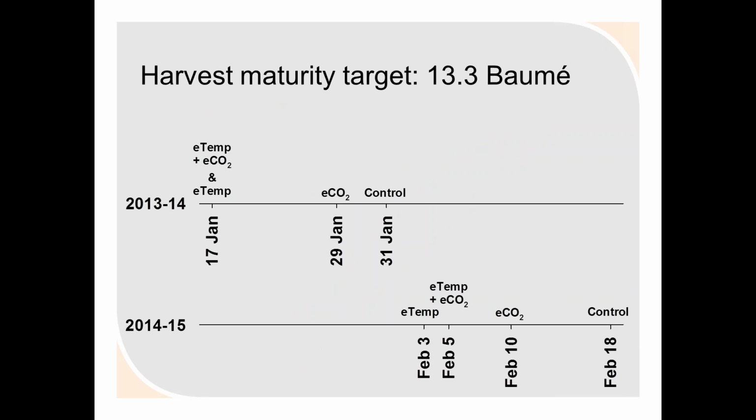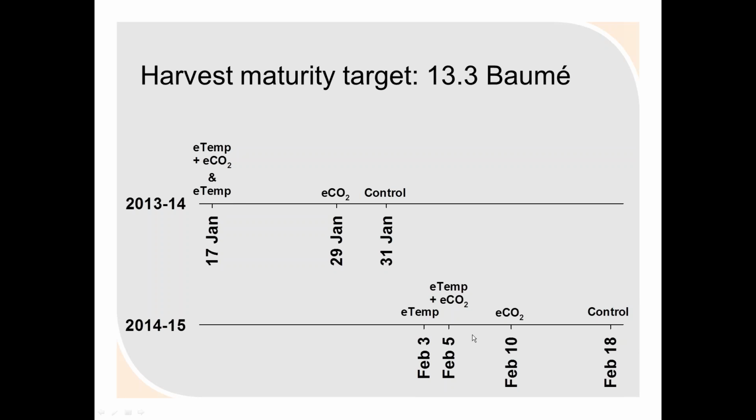The effect of temperature that we're seeing in our phenological milestones of flowering and veraison carries through to harvest. Basically we're getting earlier maturity with our elevated temperature treatments, and in 2013-14, the first season, we were harvesting our elevated temperature treatments more than 10 days earlier than our controls and elevated carbon dioxide treatments, and there was only a couple of days difference between elevated carbon dioxide and control in the first year.